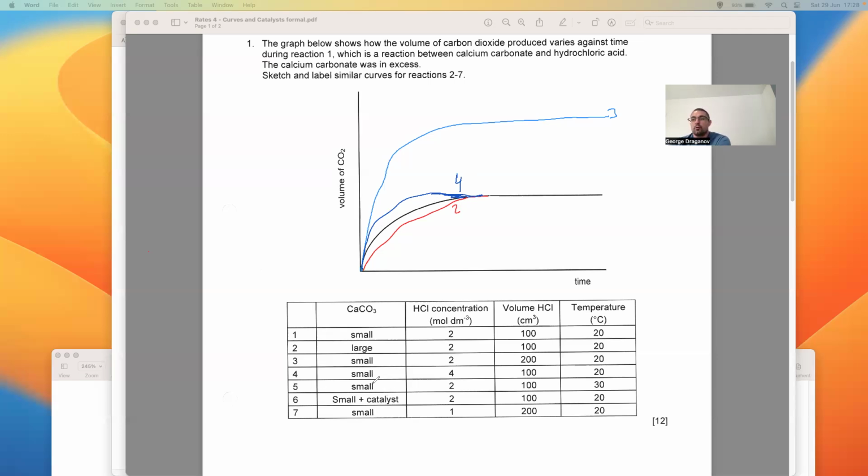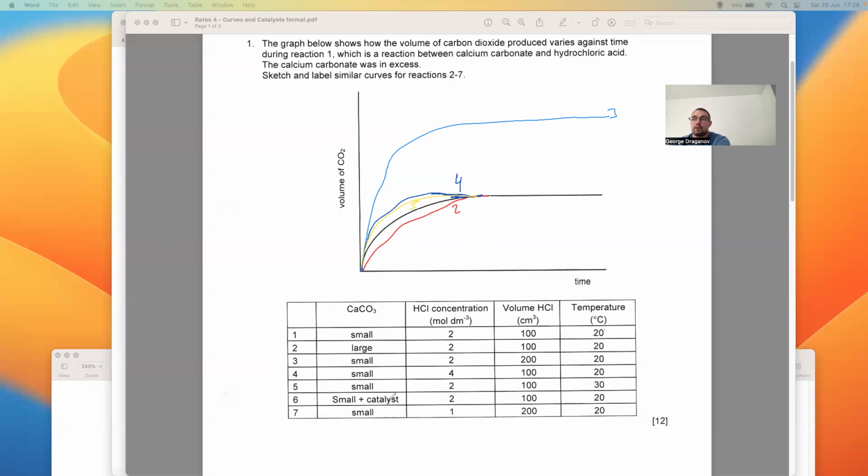Right, number 5, small, 2, 2, 100, 100, 20, 30. Nice and easy. Temperature was increased, so the reaction should just be faster. So it was going to be like this. Now remember, it's getting a little bit messy, but there's no way to compare 5 and 4. You just need to make it steeper than the first one, which is number 1, the black one. Okay, then we go to 6.